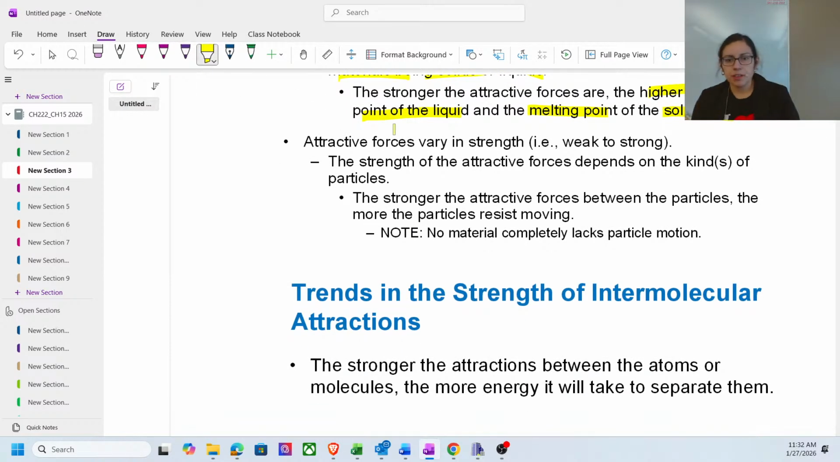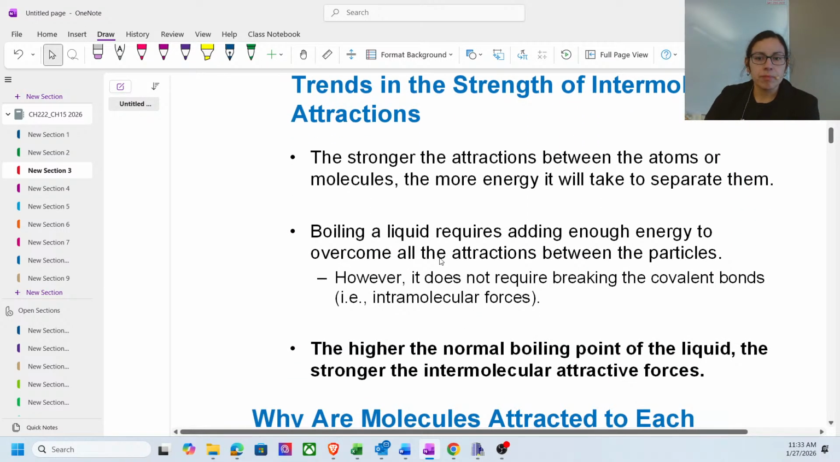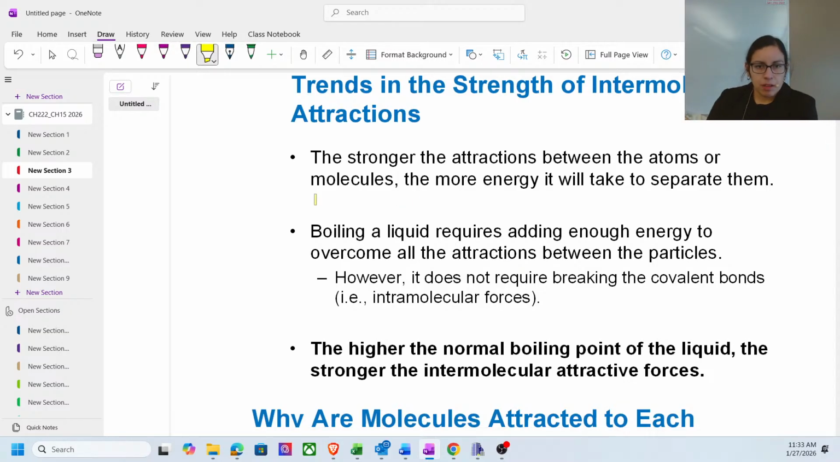And then, like I said, we'll start characterizing them and look at their difference in strength. So weak to strong. And then the strength depends on the kinds of particles. And then, of course, the stronger the attractive forces, the more the particles resist moving. And so, again, that kind of goes back to vapor pressure, which we'll see. And again, the stronger our attractions, the more energy it takes to separate them.